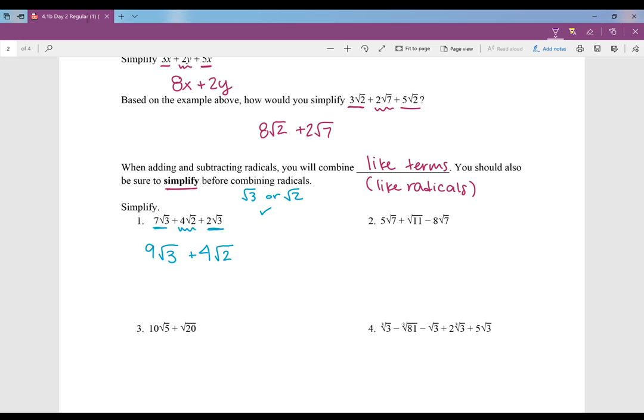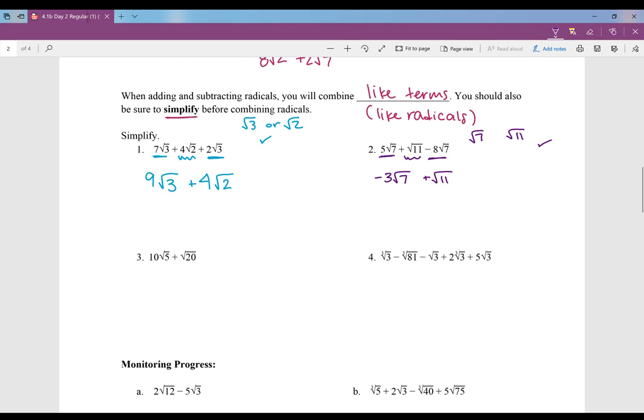Okay, now let's look at number 2. So again, we need to see if they're simplified all the way. So we have root 7 and root 11 in this one. Can we simplify those anymore? No. 11 and 7 are prime numbers, so they can't be broken down anymore. So we're just going to look for like terms again. So we have 5 root 7 and negative 8 root 7. So 5 take away 8, that means we have negative 3 root 7s. And then our root 11 doesn't have a like term, so that just stays as root 11.